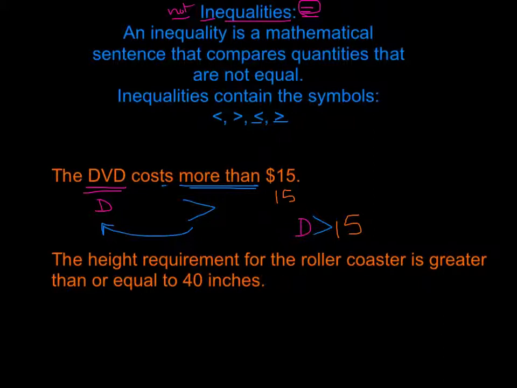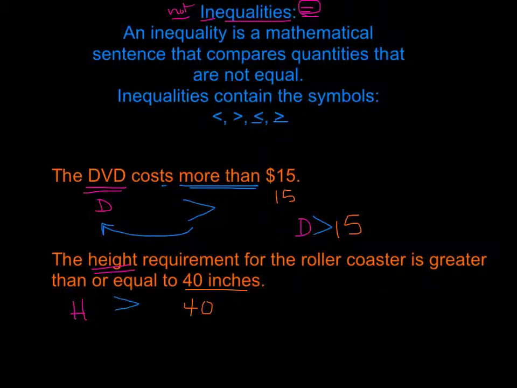The next part. The height requirement for a roller coaster is greater than, or rather, greater than or equal to 40 inches. I said it wrong. So the height requirement, we're going to call that H, is greater than or equal to 40 inches. So we also have 40. And how are we going to show greater than or equal to? So you have to be 40 inches or more. You could be 41 inches, but you cannot be less than 40 inches.